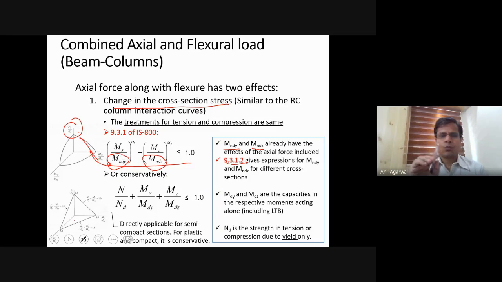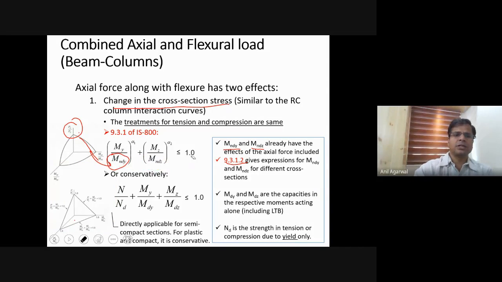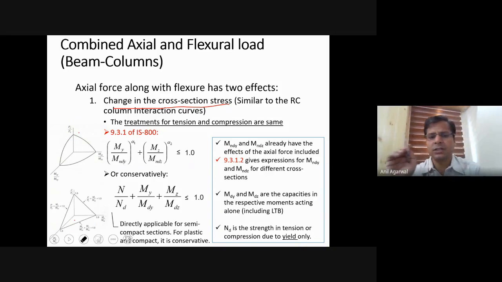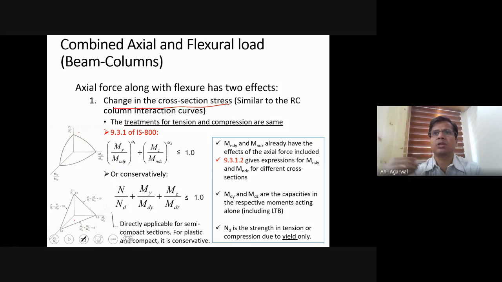So basically this equation allows you to go beyond the yield point, because we understand that the yield point is not necessarily the limit state. When the first yield takes place, that is not necessarily the limit state. Many members can sustain much more, much beyond the first yield. So this equation allows you to use that, and that's why these shapes that you see are not straight lines, they are curved. Alternatively, a conservative approach, which is what the code used to have before this revision, was this equation.